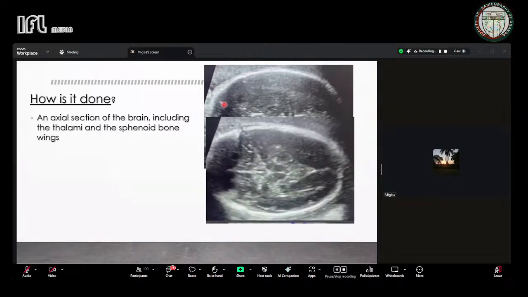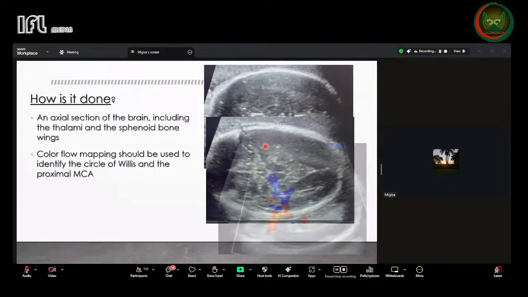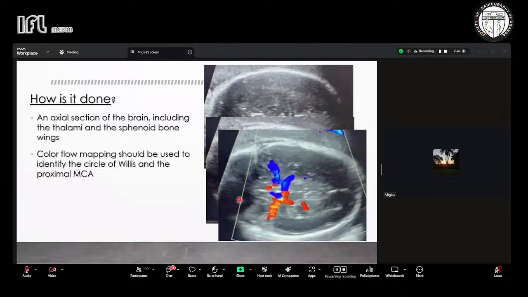Then just below that, when you go below that, you get the sphenoid wing. It looks like this. I hope you can see the laser thing. So once you get that sphenoid wing, as you're moving to the base of the skull, you're going to place your color map. Just at this sphenoid wing, you place the color map. Of course, after adjusting your settings, you make sure your color gains are put right, your PRF is right. You're going to get the circle of Willis image here, an image like this. And usually your MCA is on the anterior portion.